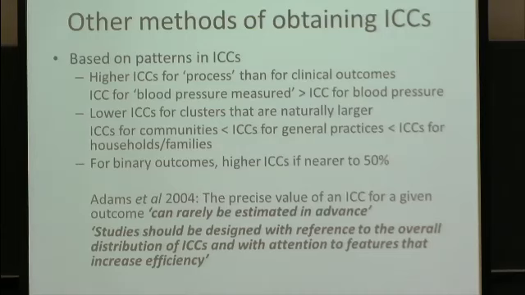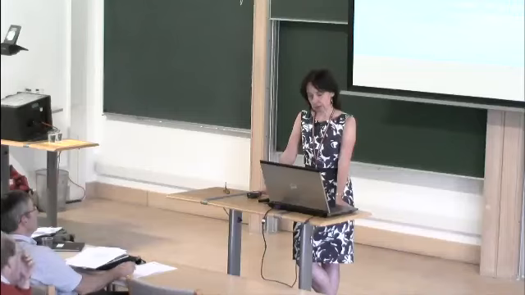People have also found that ICCs are lower for clusters that are naturally larger. So ICCs are generally lower for communities than they are for general practices, and they're lower for general practices than they are for much smaller clusters, households and families. And the third result, which has been shown in a couple of papers, is that for binary outcomes, there are higher ICCs if the prevalence is nearer to 50%, and lower ICCs if the prevalence is nearer to the extremes.